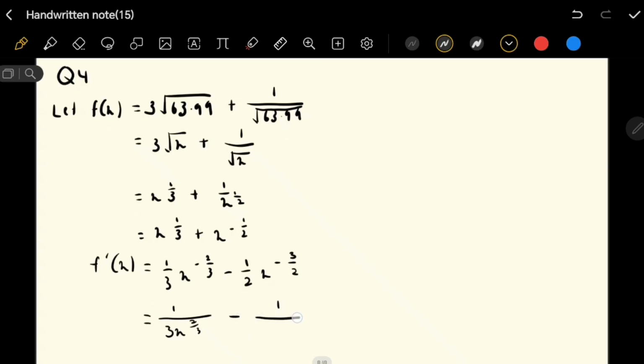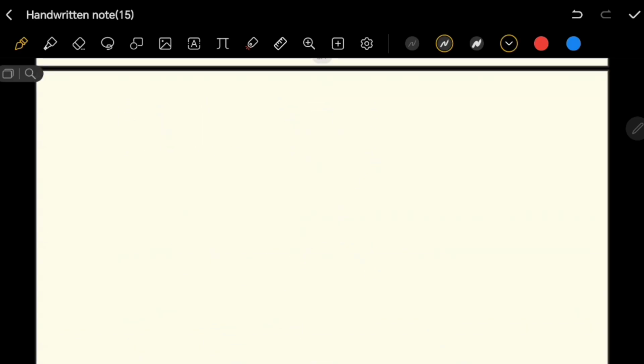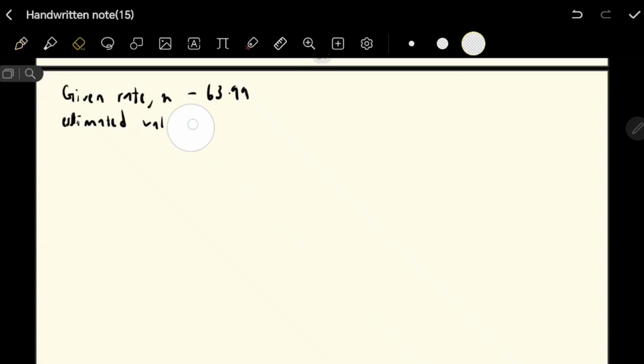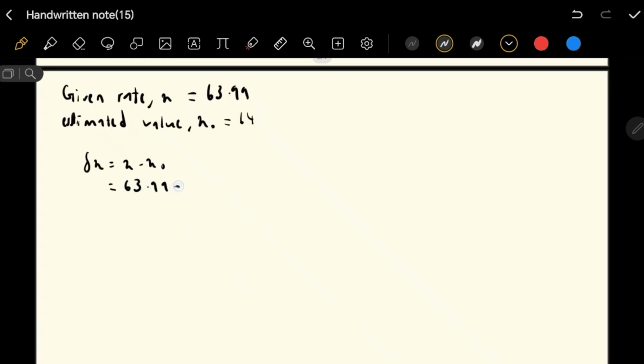In words, take the derivative of x to the power of 1/3, which is 1/3 times x to the power of negative 2/3. Then take the derivative of x to the power of negative 1/2, which is negative 1/2 times x to the power of negative 3/2. We are given that the actual value of s is 63.99. The reference estimate point is 64, the close one. So the change in s, or delta s, is 63.99 minus 64, which is equal to negative 0.01.